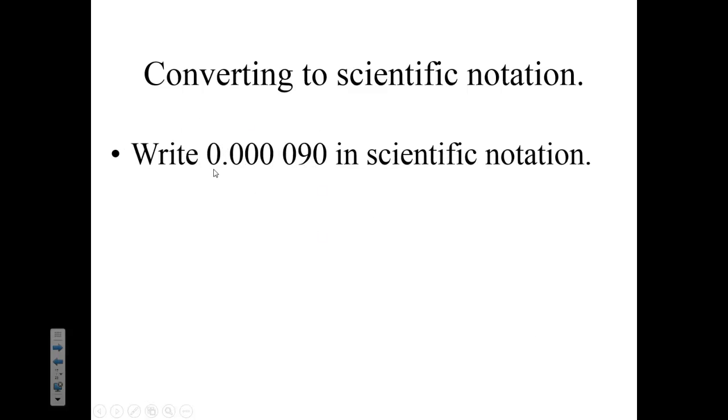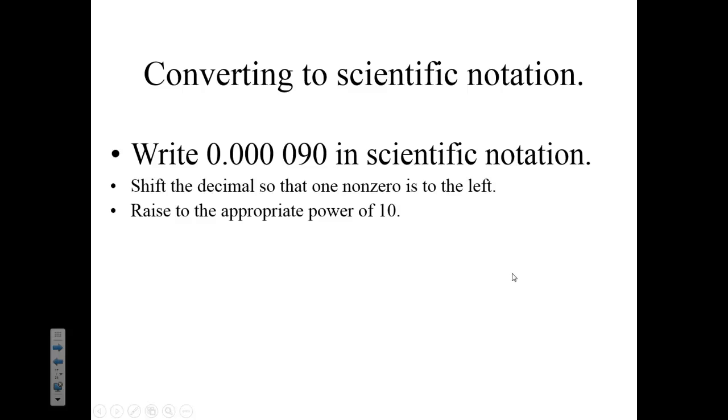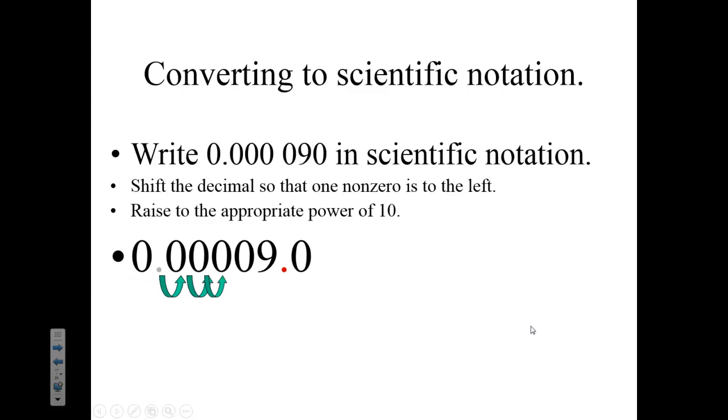This number, as you can see, is pretty small. It's way less than 1. And so we're going to shift the decimal so there's one non-zero to the left, and we're going to raise it to the appropriate power of 10. This time we're going to have to shift the decimal down 1, 2, 3, 4, 5 places to get the 9 one place to the left of the decimal. We want an equal value.